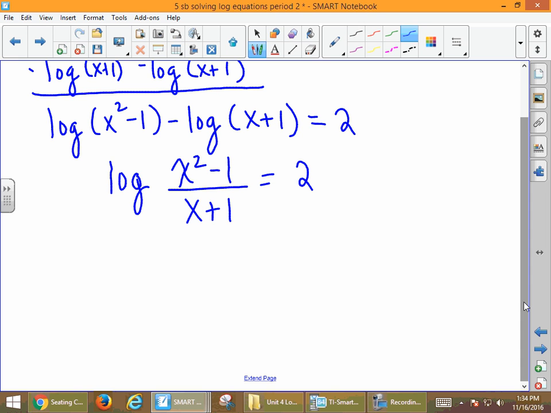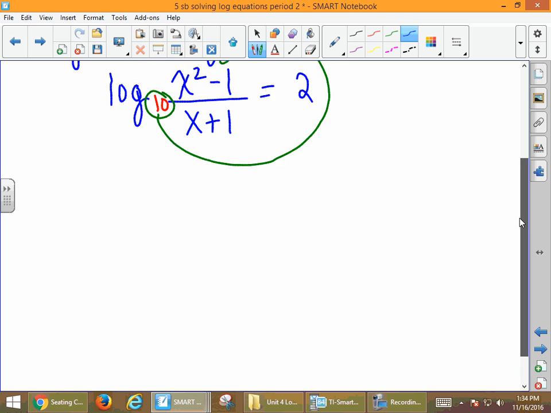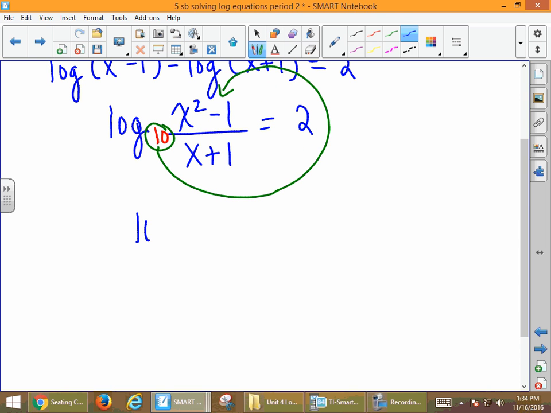Well, it's an exponential, so we need to write this as an exponential, and the other thing that we need to know is that there's no base written on that logarithm, so we're working with the common logarithm, and a common logarithm means base of 10. When we convert this to an exponential, we take this 10, and we're going to go up and around. So this is going to be 10 squared equals x squared minus 1 divided by x plus 1.